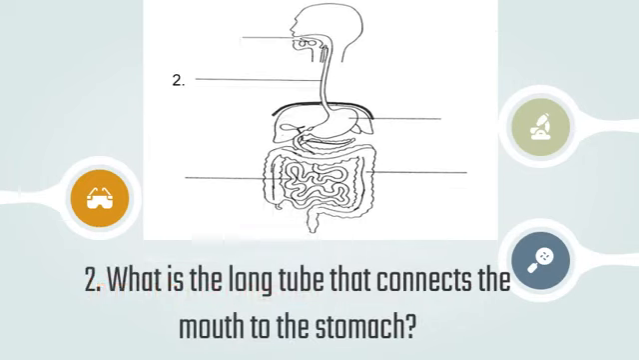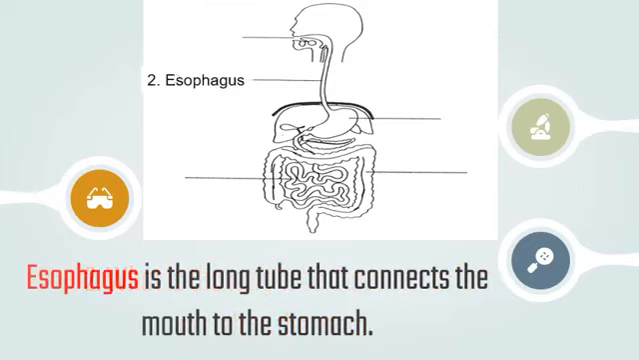Number 2. What is the long tube that connects the mouth to the stomach? Again, number 2. What is the long tube that connects the mouth to the stomach? What part of digestive organ is that in the picture? The answer is esophagus. Very good. Esophagus is the long tube that connects the mouth to the stomach. Let's read. Esophagus is the long tube that connects the mouth to the stomach.